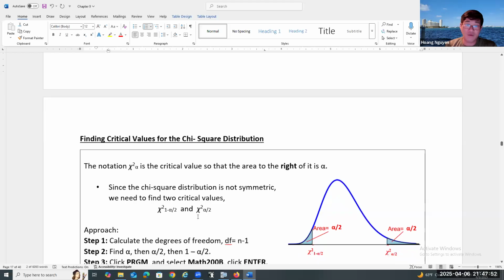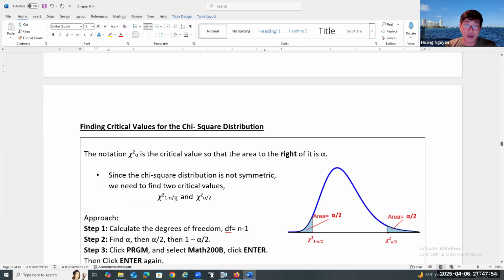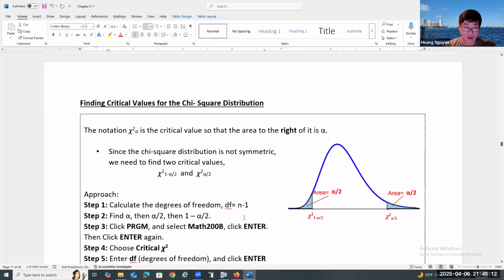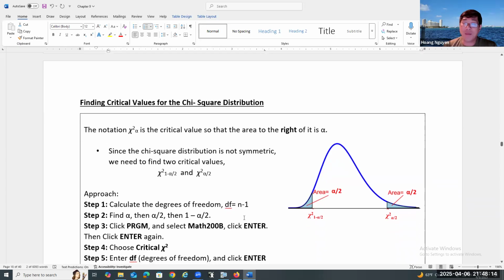Yeah, so the first critical value is chi-square of 1 minus alpha over 2. And the second critical value is chi-square of alpha over 2. Traditionally, we are given a table, so we can use the table to get the answer for the critical value. But for our class, we have the program Math 200B. We can use that to find the critical value. So this is the step-by-step of how we find the critical value using the program Math 200B.